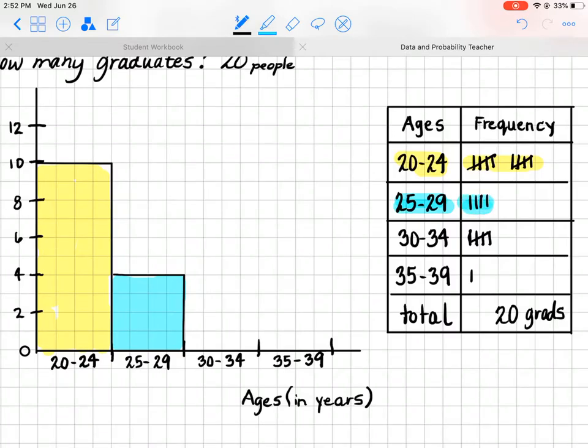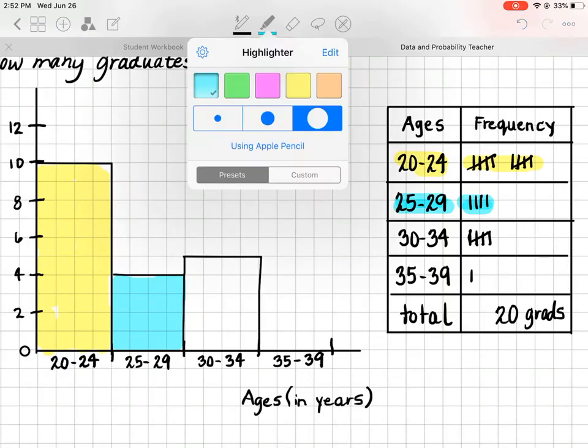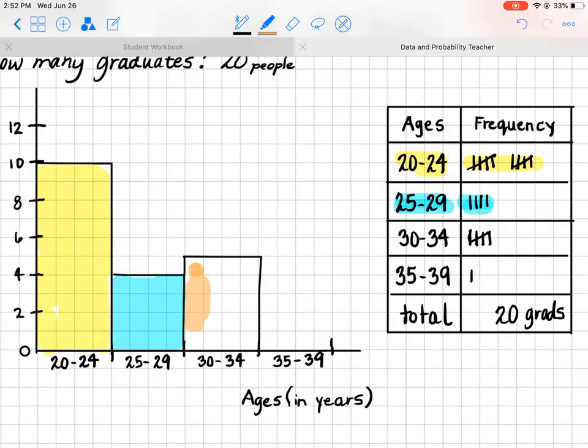Okay, the 30 to 34-year-old group has 5. So we're going to have to be careful here. We want to hit it right on the 5. Don't go all the way to 6. That would not be correct. So there's the 5. And I'll make that one orange. You see how the bars are touching? There's no space between them. This is a histogram, not a bar graph. There's a little bit of a difference.